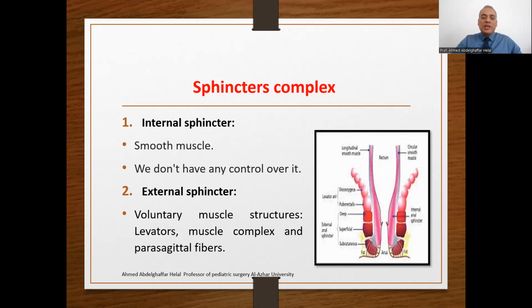The external sphincter is a voluntary muscular structure formed from the levator muscle complex and parasagittal fibers. So we have a double sphincter. One is the involuntary internal sphincter, and the second is the voluntary external sphincter. Both are important for keeping fecal continence.